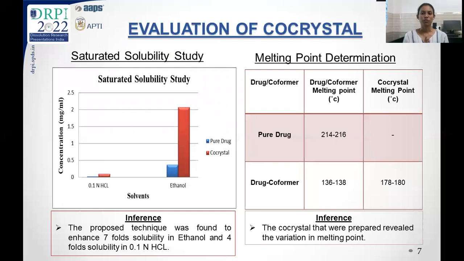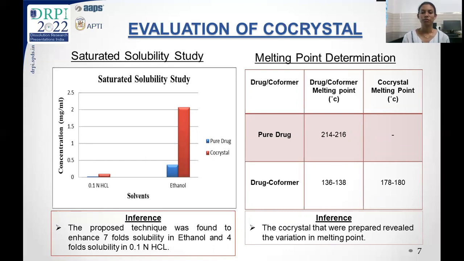Next is the evaluation of co-crystal, in which we have evaluated our co-crystal. First, we performed the saturated solubility study for our pure drug and co-crystals. From the graph, you can see we have used solvents such as 0.1 normal HCl and ethanol, and the conclusion of the study is the proposed technique was found to enhance 7-fold solubility in ethanol and 4-fold solubility in 0.1 normal HCl.